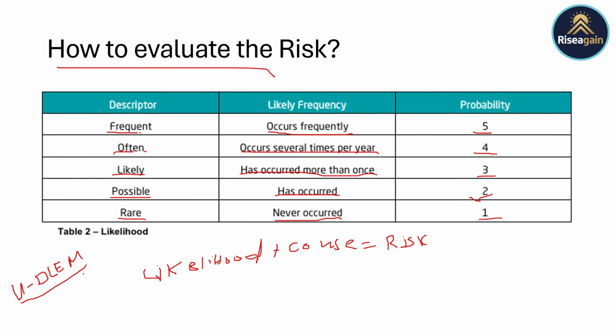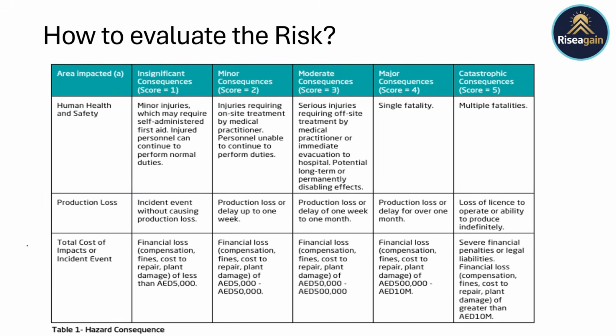First of all, the likelihood we already evaluated. So now we will come to the consequences. Consequences are also as per ADOSH, and they have been categorized into three: human health and safety, production loss, and total cost of impacts or incident events. For example, we have minor injuries, health and safety related, which may require self-administered first aid. Personnel can continue to perform normal duties. It means just first aid cases. So we can say 1 if that is related to health and safety.